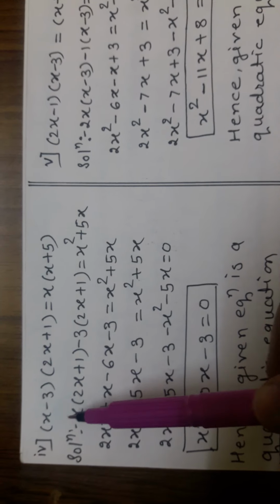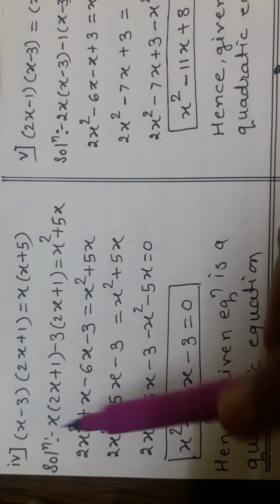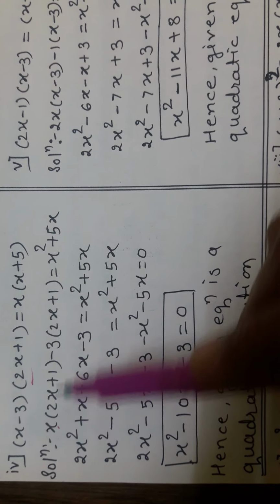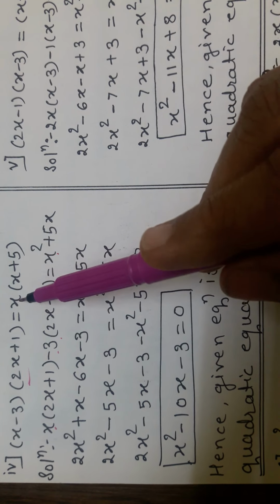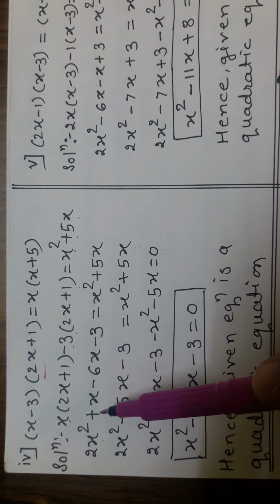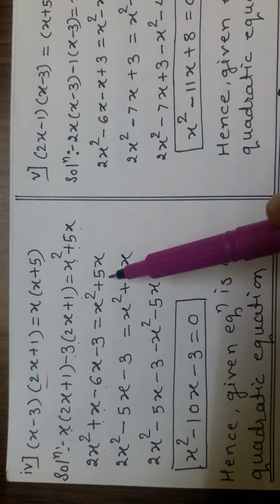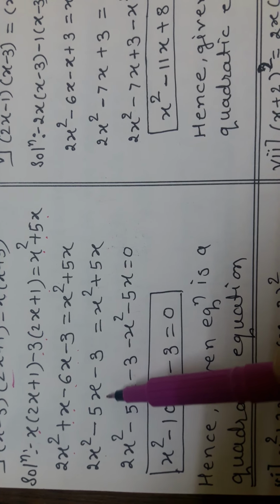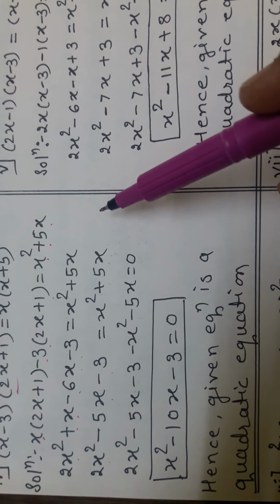Next problem, fourth. x minus 3 into 2x plus 1 is equal to x into x plus 5. Again, in the same way we have to solve the brackets. We will multiply the first bracket with 2x plus 1, and the right side x with x plus 5. Here x into x is x square, x into 5 is 5x. Now x into 2x is 2x square, plus x into 1 is x, minus 6x and minus 3, which is equal to x square plus 5x. 2x square, x minus 6x is nothing but minus 5x. Minus 3 is equal to x square plus 5x. Now on the right hand side we want 0.